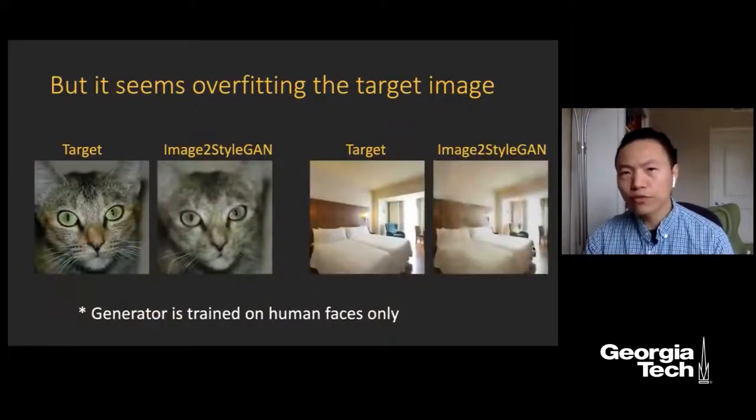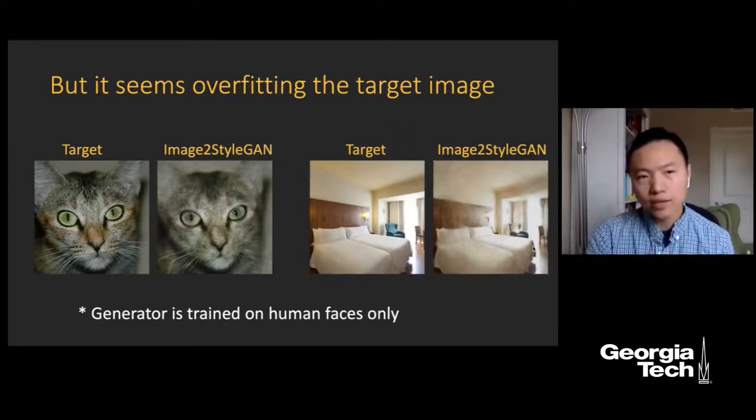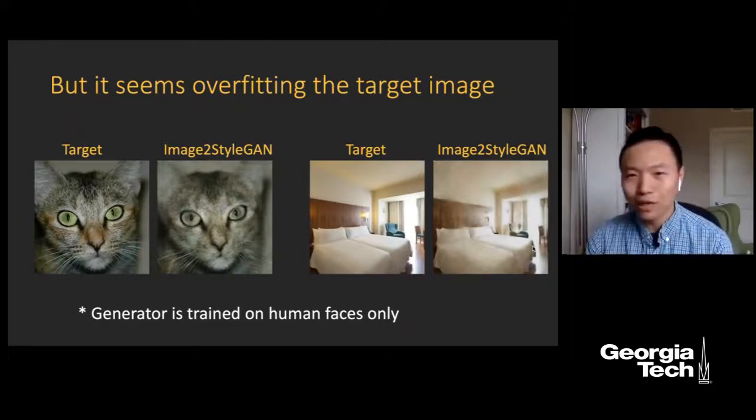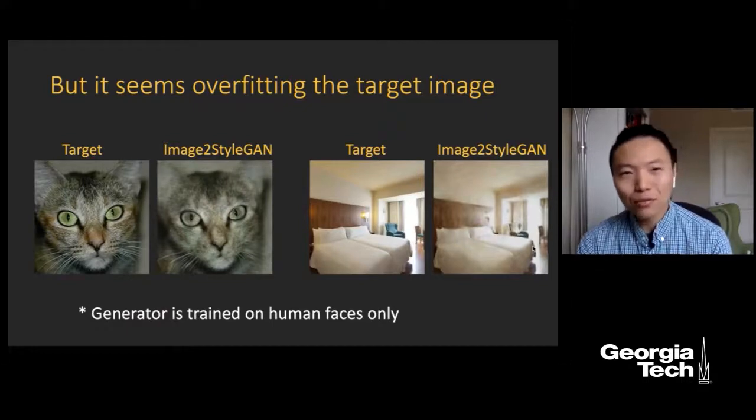However, there are some overfitting issues observed for this. Here, this generator is purely trained on human faces. So I test on some non-face images. I throw some cat images or some bedroom images inside to do this inversion. It turns out this Image2StyleGAN can still reconstruct the image. This seems quite amazing, like too good to be true, right? You can synthesize all kinds of non-face images when this generator doesn't even see them in the training stage.